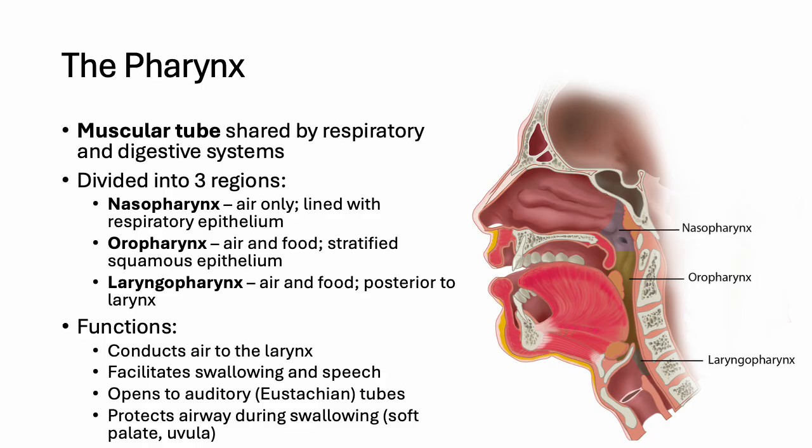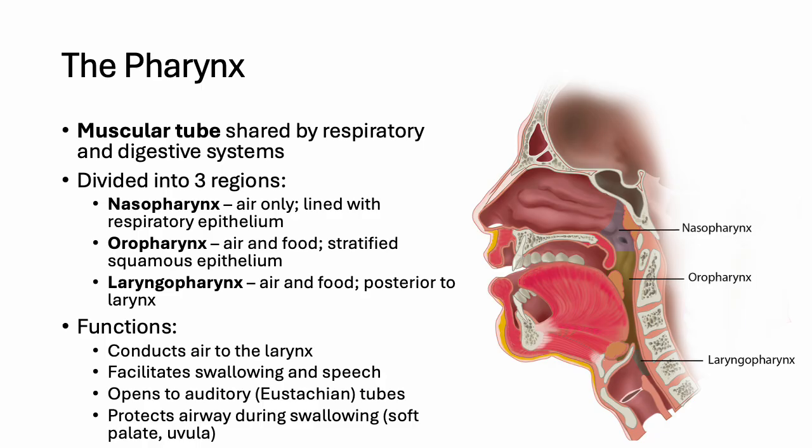The uvula and soft palate rise during swallowing to block this region and prevent food or liquid from entering the nasal cavity. It also houses the opening of the auditory or eustachian tubes, which help equalize pressure between the middle ear and the atmosphere. The oropharynx, which is located behind the oral cavity, serves as a passageway for both air and food and is lined with stratified squamous epithelium to resist mechanical abrasion from the food.